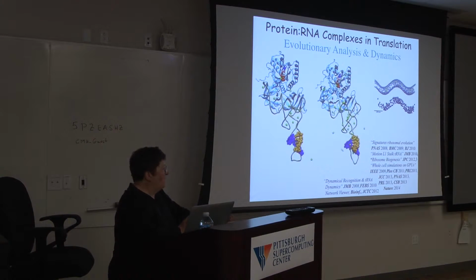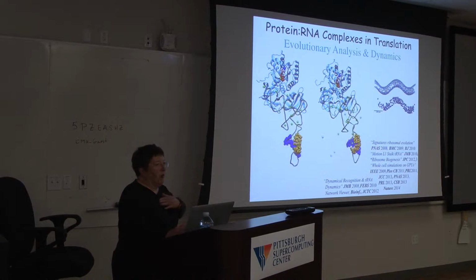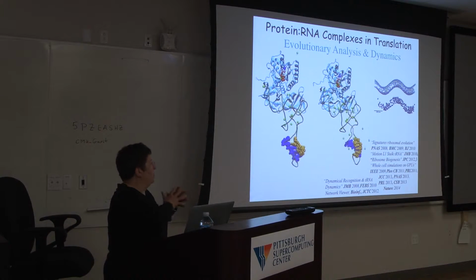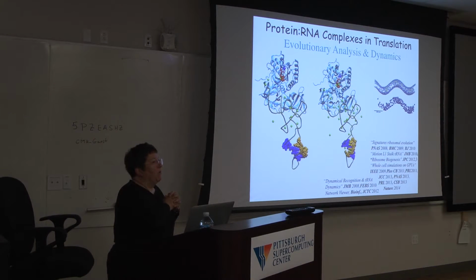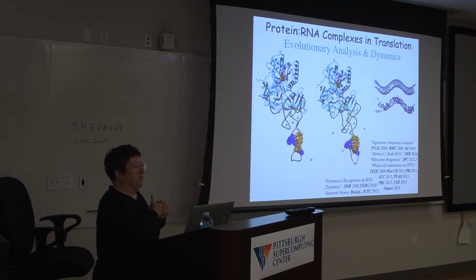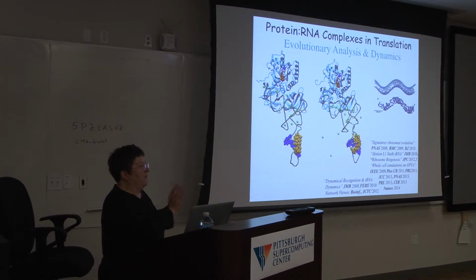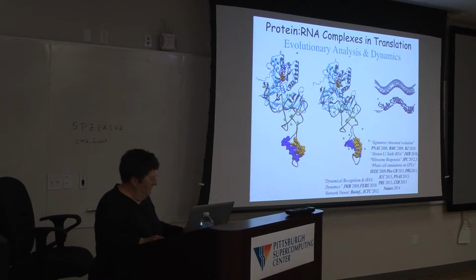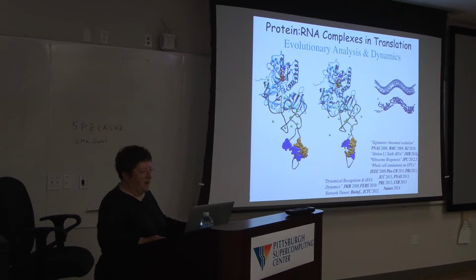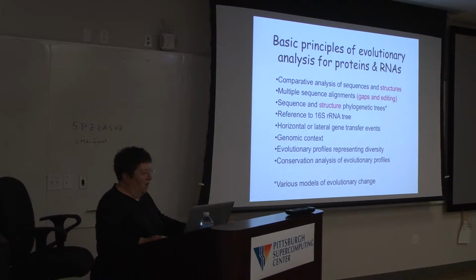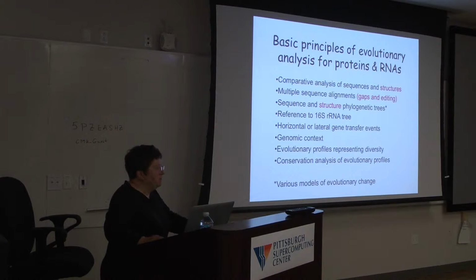So there's been a lot of work just from my own group, but if you go out, and of course, there are 3 people who got the Nobel Prize for the ribosome a couple of years ago. So their papers are the seminal papers in that whole field. Okay, so what's the basic principle behind evolutionary analysis for proteins as well as RNA? Both of them are molecules that result from evolution. So I think we talked about you got to have sequences.